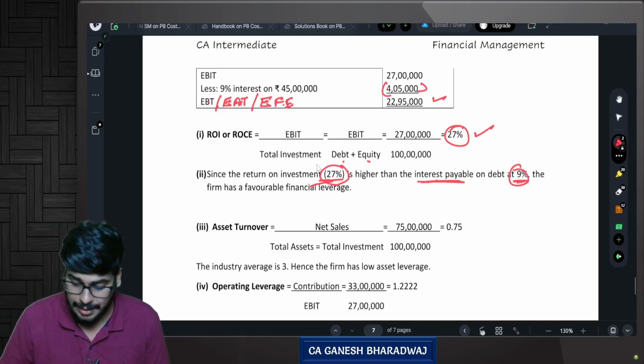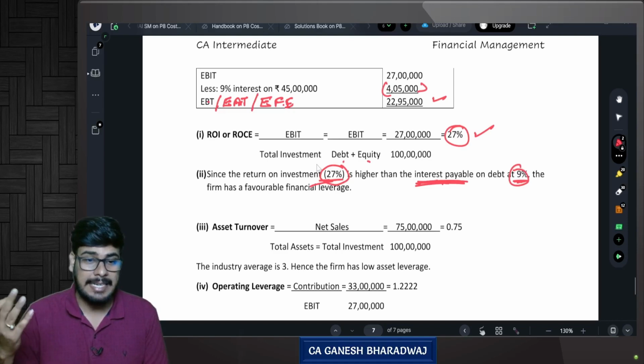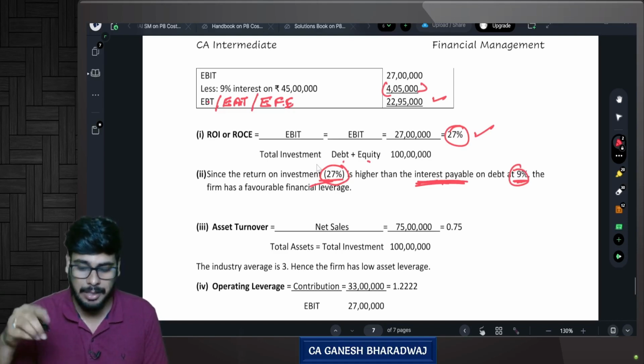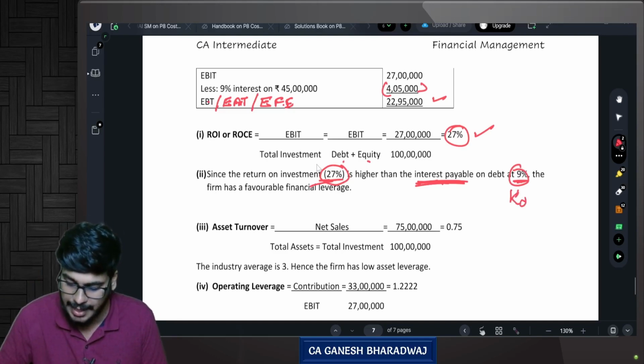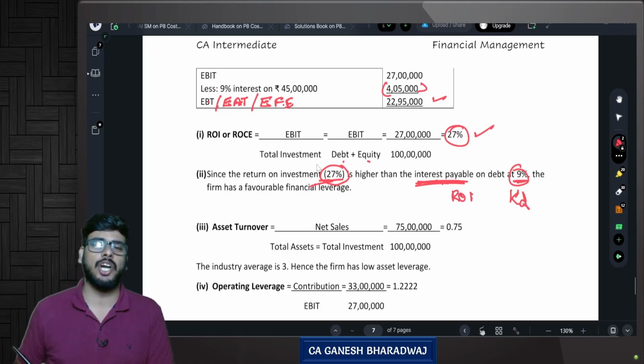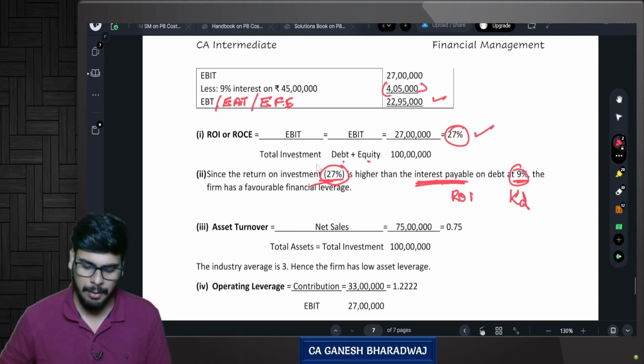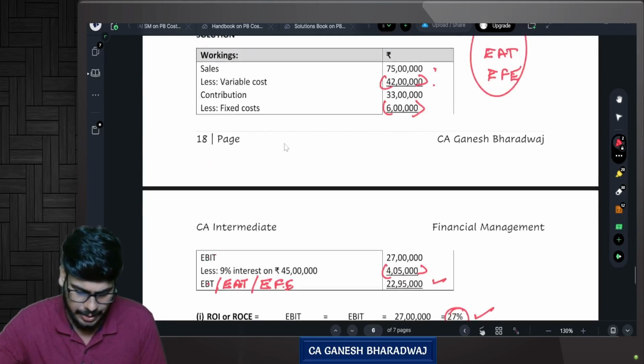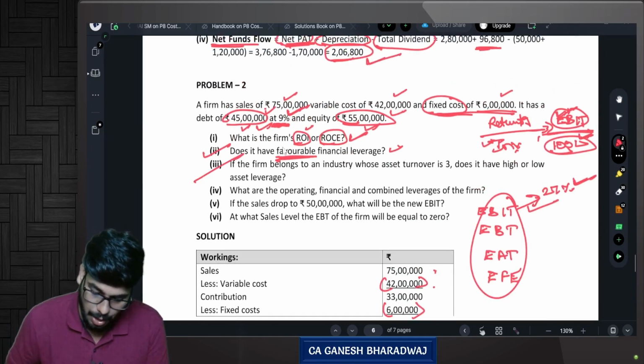Sir, in this question, they have compared it with the interest payable. Tax is not given. Suppose tax is given, what do you need to do? You need to calculate the post-tax cost of debt, that is KD. So compare your return on investment with KD and arrive at the conclusion. Are you clear with this, guys? Is everyone able to understand this? Yes. Next, what have they given here?